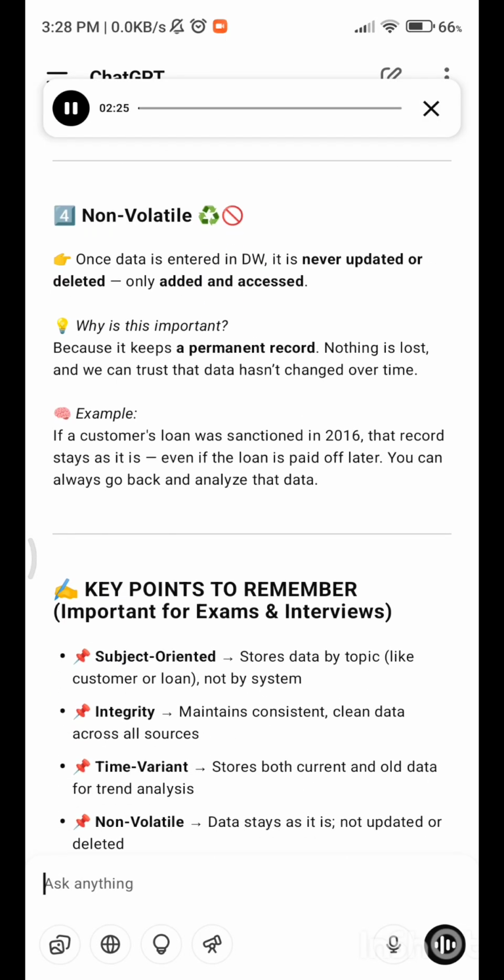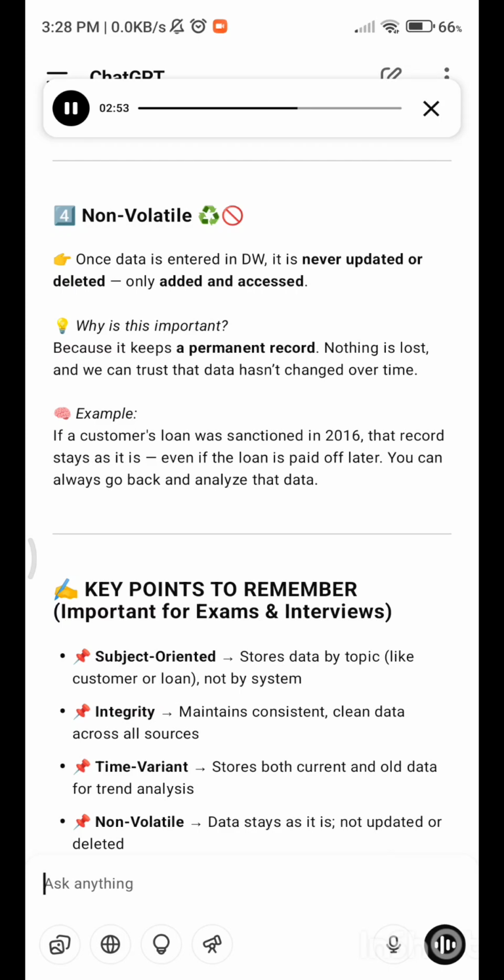Non-volatile. Once data is entered in DW, it is never updated or deleted, only added and accessed. Why is this important? Because it keeps a permanent record. Nothing is lost, and we can trust that data hasn't changed over time. Example, if a customer's loan was sanctioned in 2016, that record stays as it is. Even if the loan is paid off later, you can always go back and analyze that data.